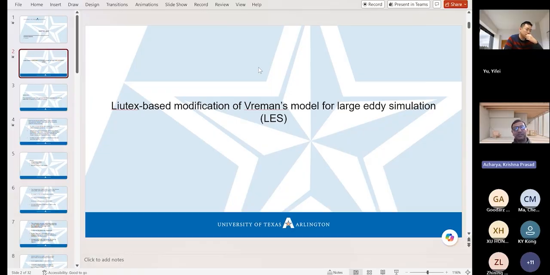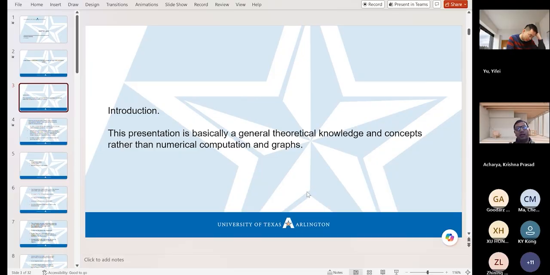Okay, my topic is Liutex-based modification of Vreman's model for large eddy simulation. In this presentation, I am basically going to discuss the basic theoretical structure and the general concept, rather than numerical computational line graphs. So it's the general theoretical framework.